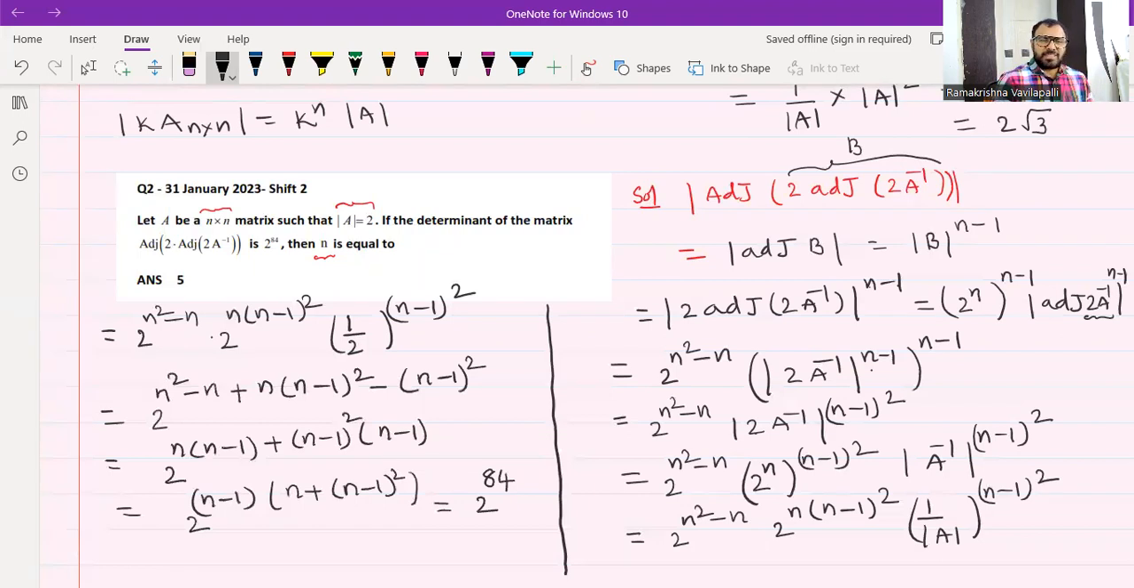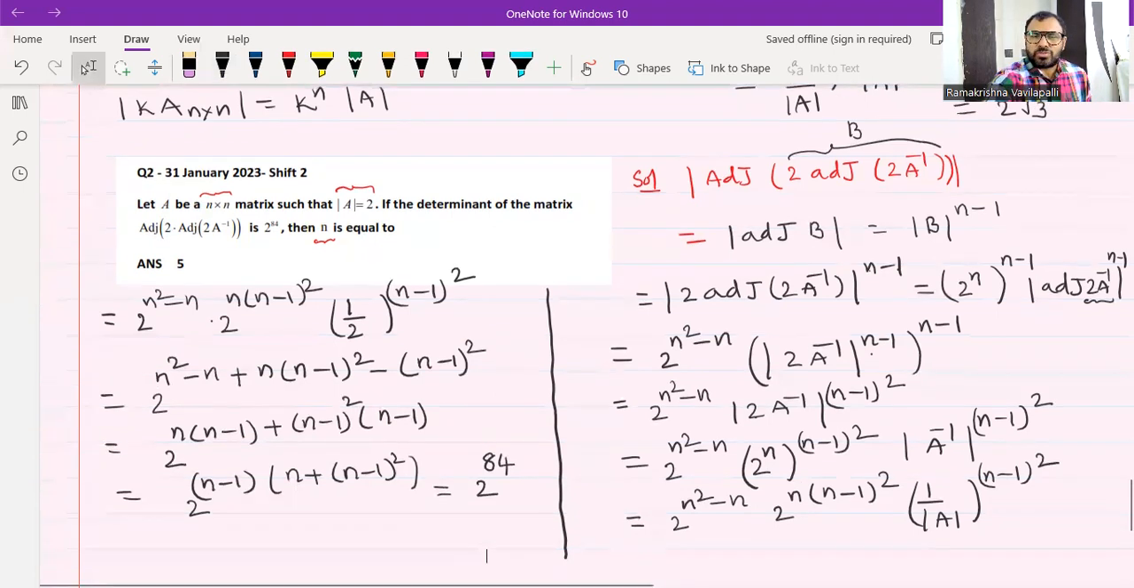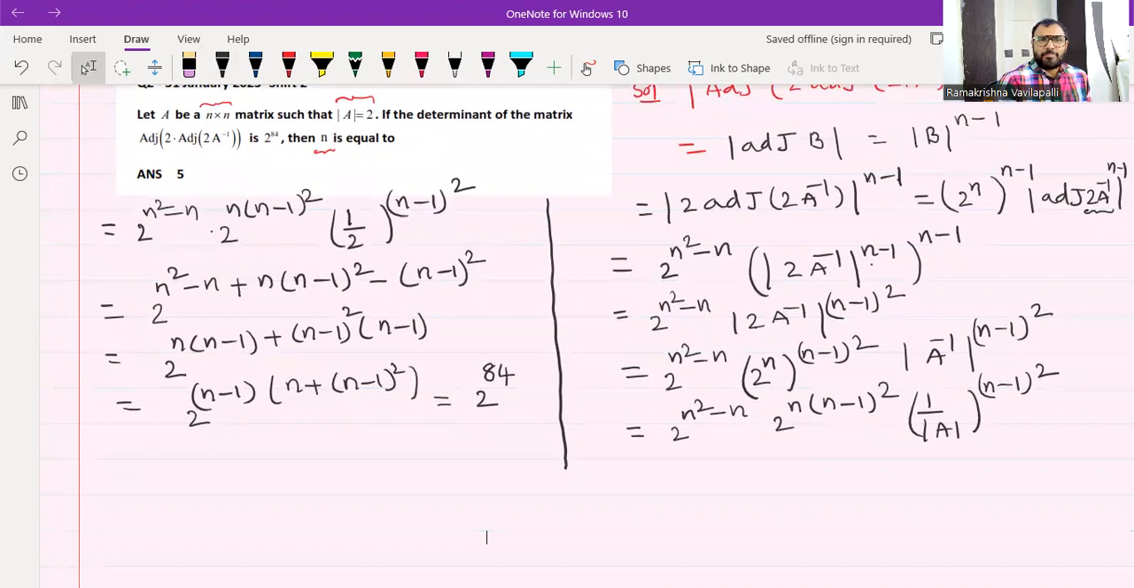Now the point is, if you equate the powers, on the left side you will get a cubic equation in n. Sometimes it is very tedious to solve a cubic equation. But here n is an integer. So you can give values for n equal to 1, 2, 3, 4, and so on, so that you will get the answer very simply.